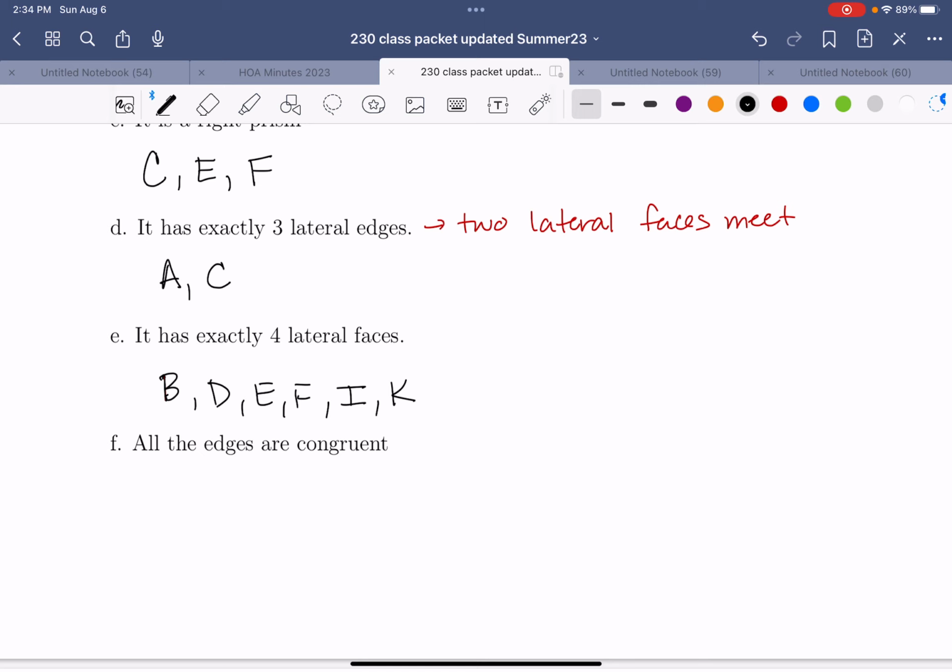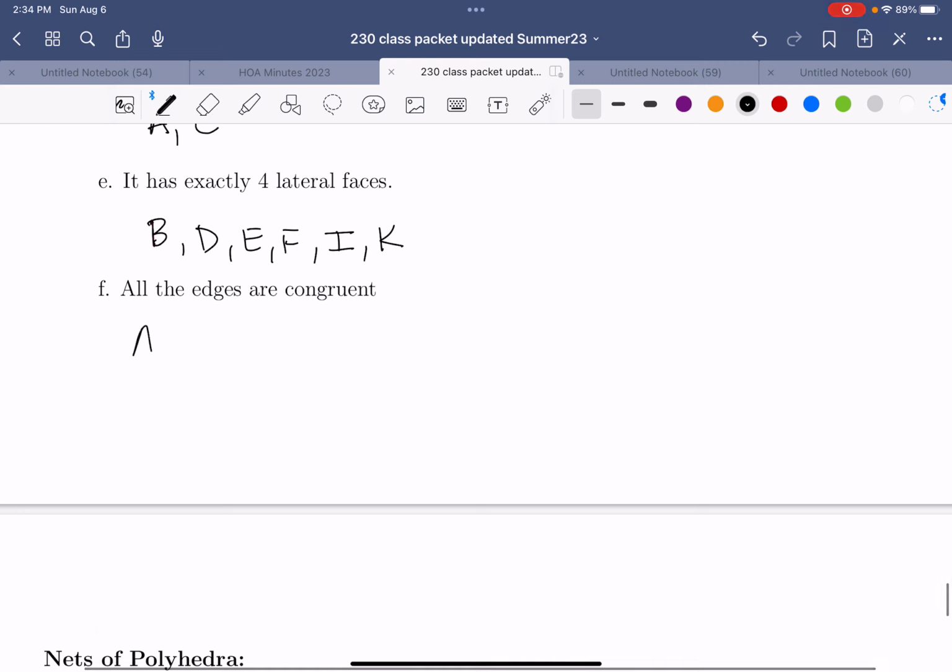And then lastly, all the edges are congruent. So you're looking for edges are congruent. So anything that's your regular polyhedra is going to count here. So A is definitely in. And anything that has rectangles is going to be out, right? So anything that has rectangles, so B and C are out. D is out. E does, that's one of your regular ones. F has rectangles, so that's out.